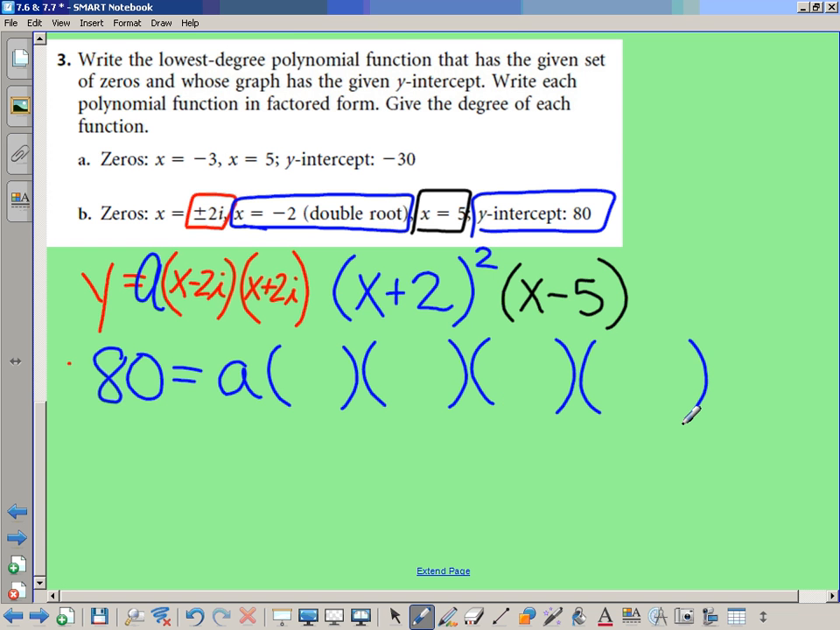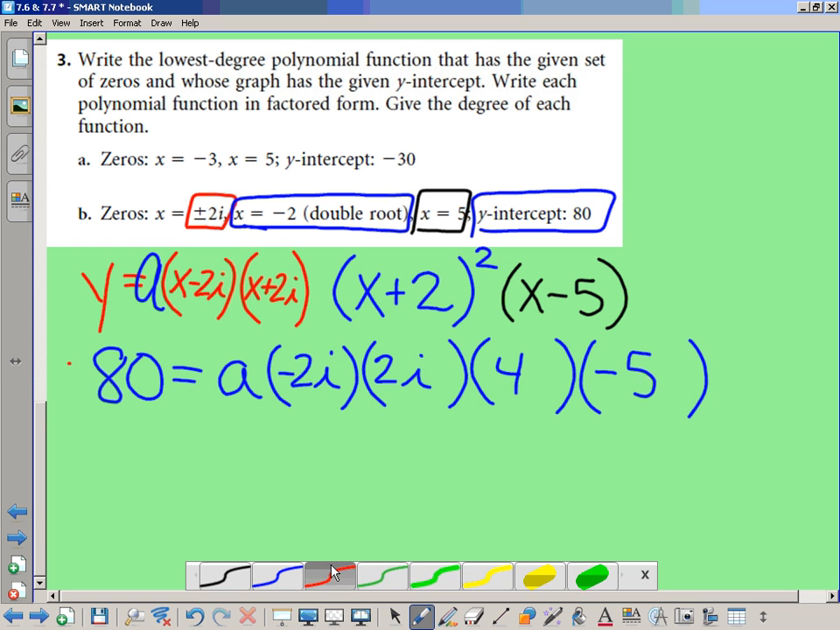0. So all I did was I made 4 sets of parentheses, and I'm going to plug in 0 and see what I get. All right? What do you get when you do 0 minus 2i? Negative 2i. 0 plus 2i? 2i. 0 plus 2 squared? 4, and 0 minus 5? Negative 5. So I'm real close to finding the missing a. It's just a matter of multiplying. The tricky part is right here.